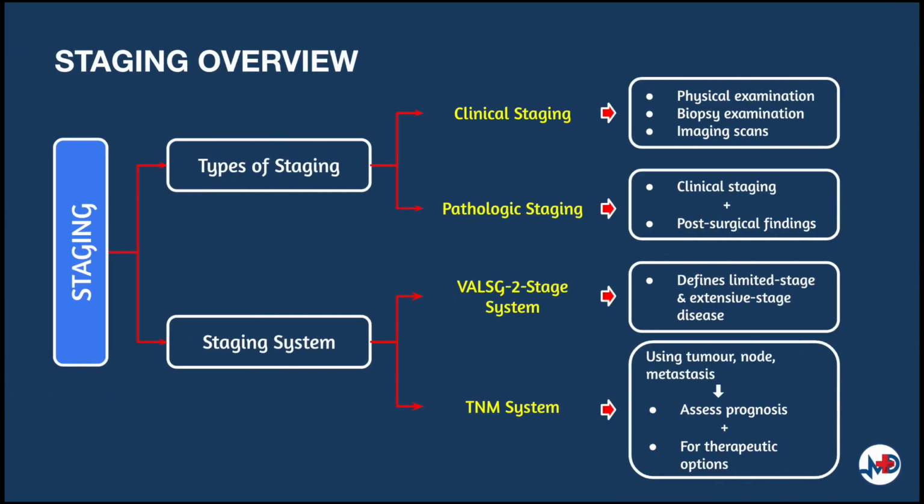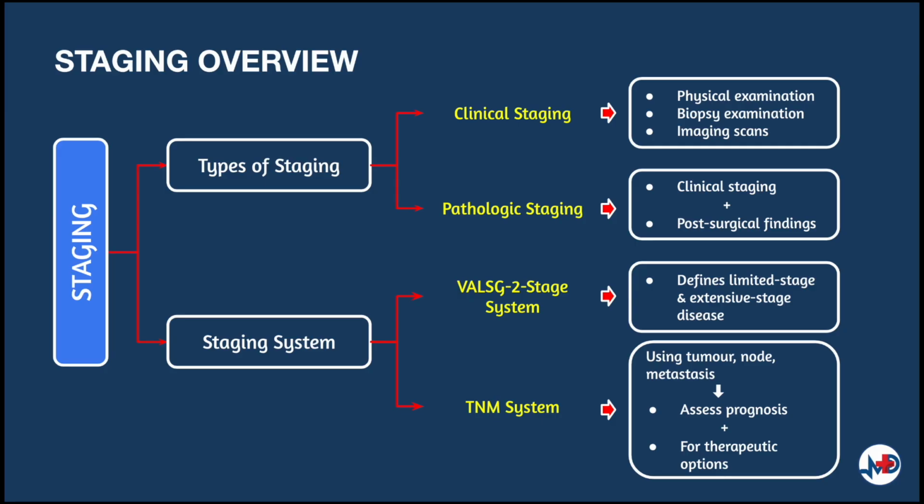Now let's take a look at the staging. Small cell lung carcinoma is staged by stage type and staging system. The American Cancer Society uses two types of staging, clinical and pathological staging. Clinical staging involves physical exam, biopsy examinations, and imaging scans, where the majority of patients are staged with clinical staging, and this type of staging is usually used to describe the small cell lung carcinoma tumor extent.